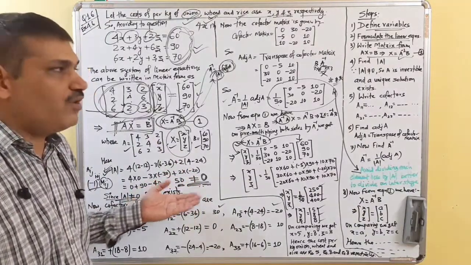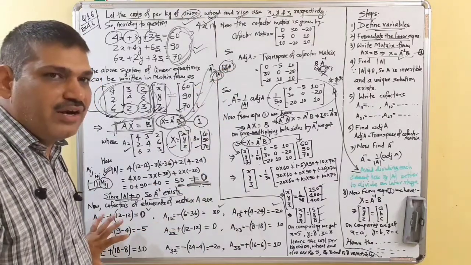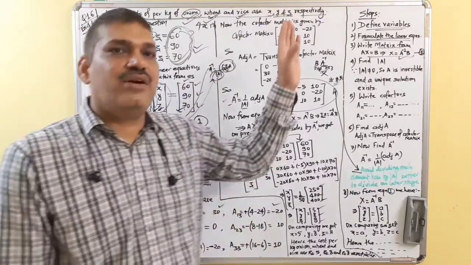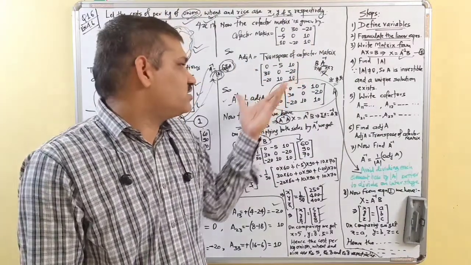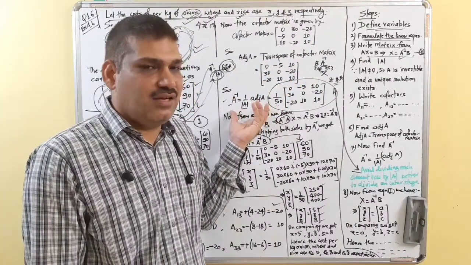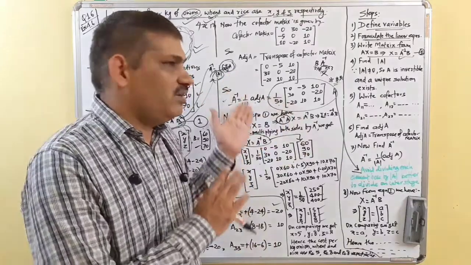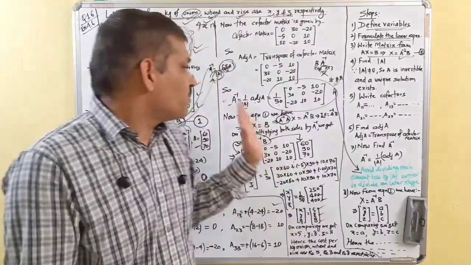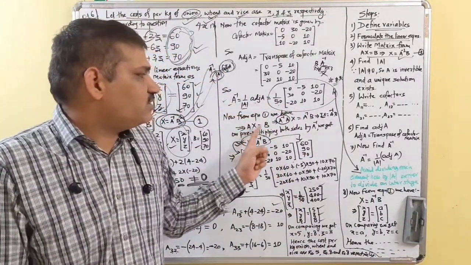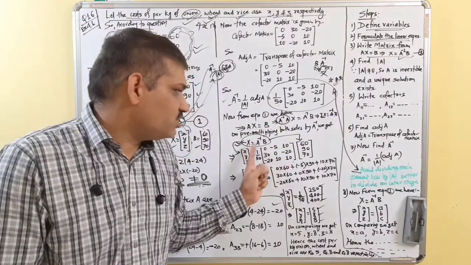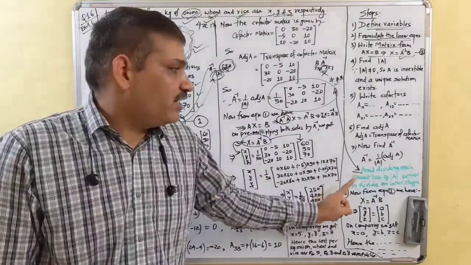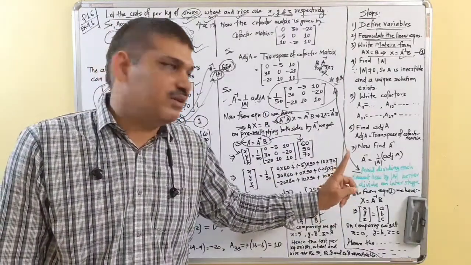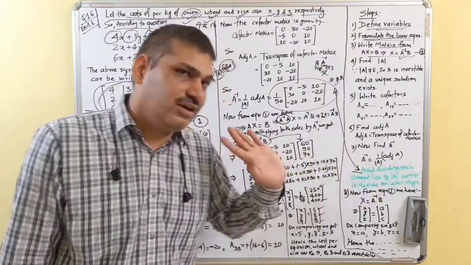Now, to find adjoint A, what we do? We find all the cofactors. We write the cofactor matrix. The transpose of the cofactor matrix is adjoint A. Adjoint A divided by determinant A gives A inverse. That we have done; we have found A inverse in the previous exercises. So now finally Ax is equal to B will give us X is equal to A inverse B. We put A inverse, avoiding dividing each and every term by determinant A.